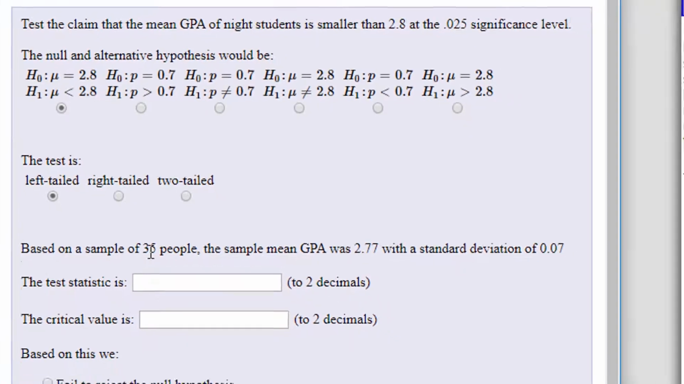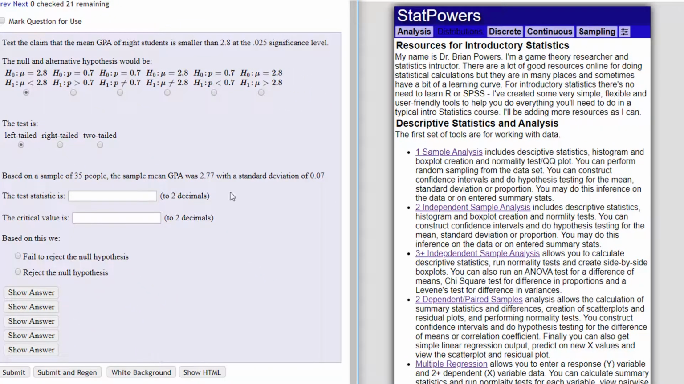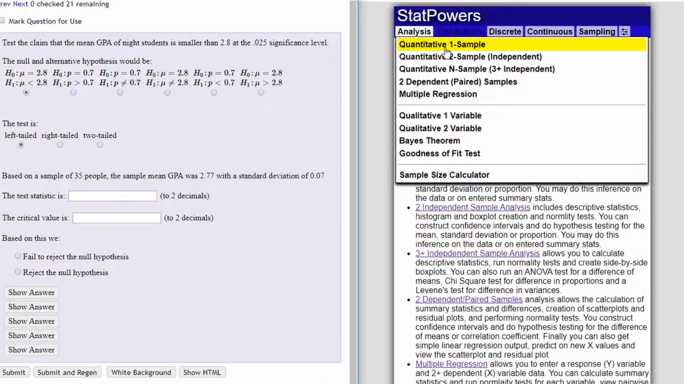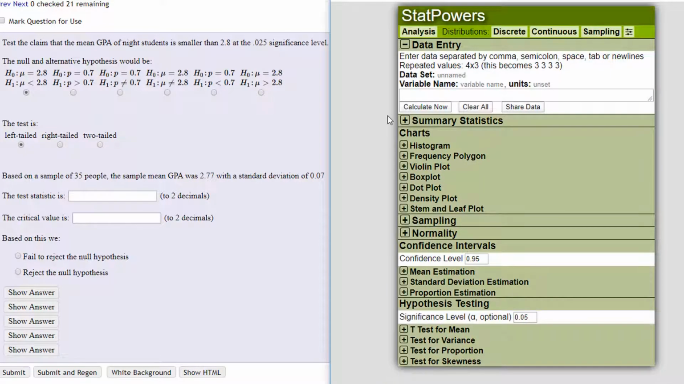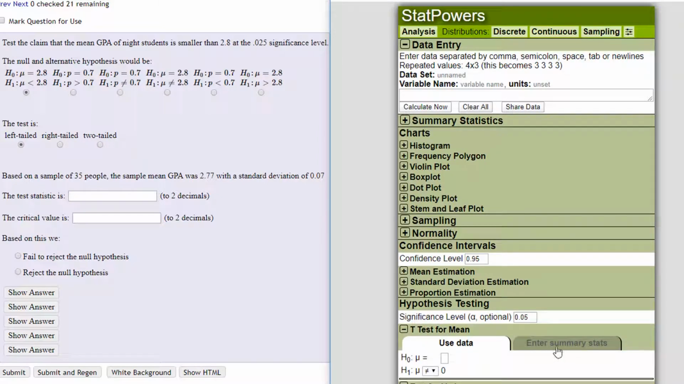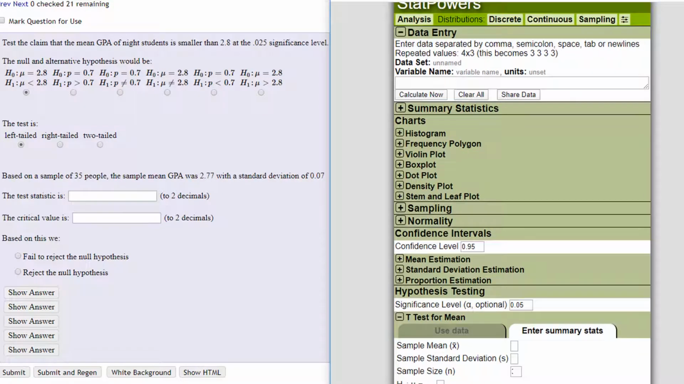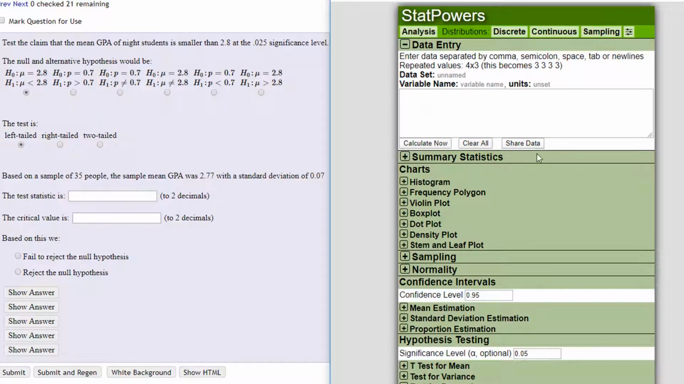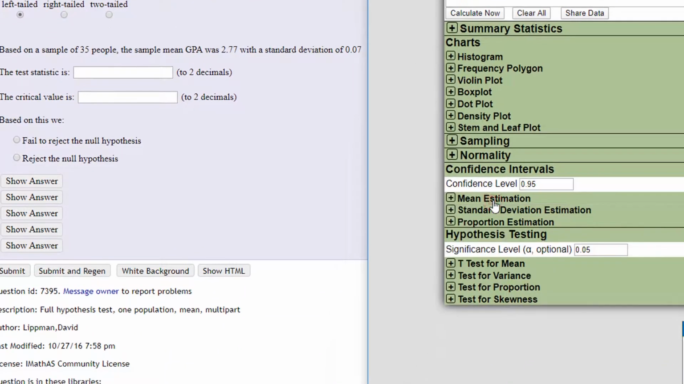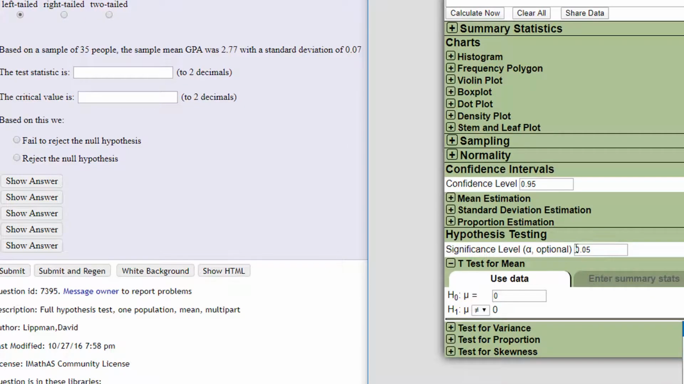I'm going to go into StatPowers and under analysis, one sample, quantitative one sample. This is where it is found. All the way down, t-test for the mean. I open this up and click on enter summary stats because that's what we've got. Sometimes when it loads up, the sizes of these input windows are a little too small, so I just refresh it. That's okay, so t-test for mean. Let's go down here, enter summary stats.